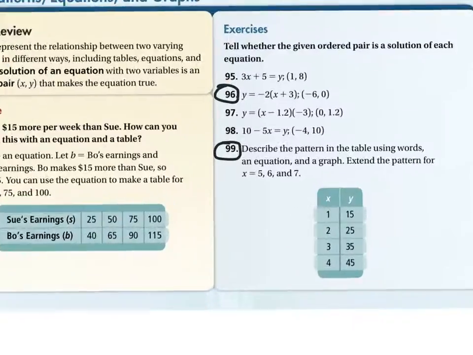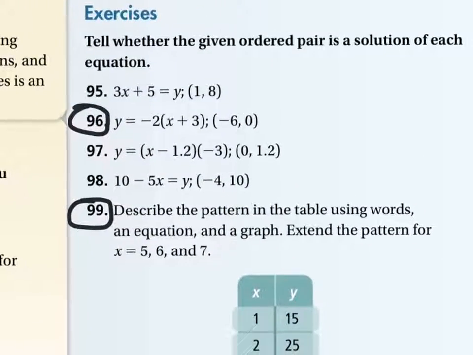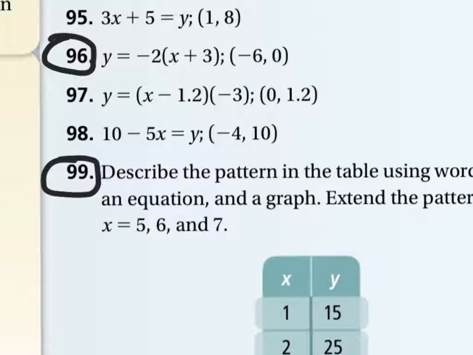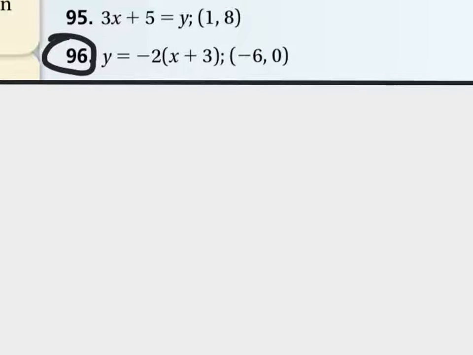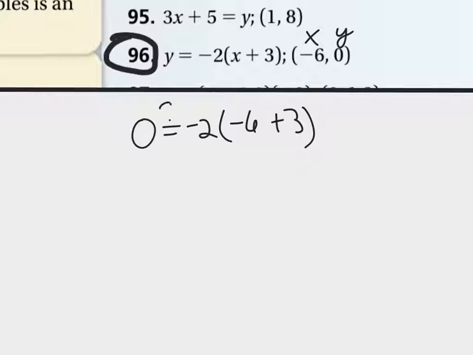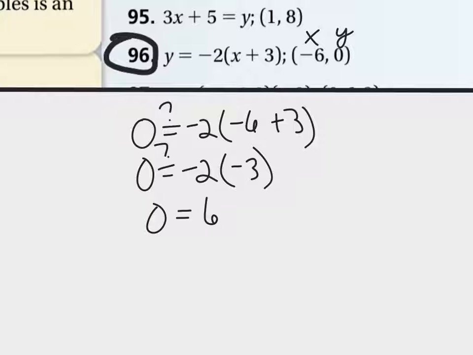Look at number 96. They're asking whether the given ordered pair is a solution of the equation. So in this case, we actually have two variables. And the thing we got to watch for is making sure that we substitute in for the right thing. So probably be a good idea to just go ahead and mark that as x and y before we do the substituting here. So 0 in place of the y, negative 6 in place of the x. And then we're going to see if this works or not. So if we work this out, we'll get 0 equals 6. 0 is not equal to 6, so no, that's not going to work.